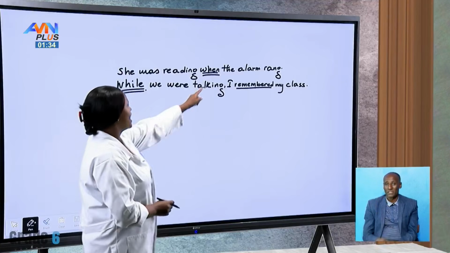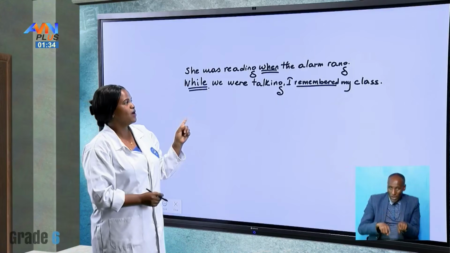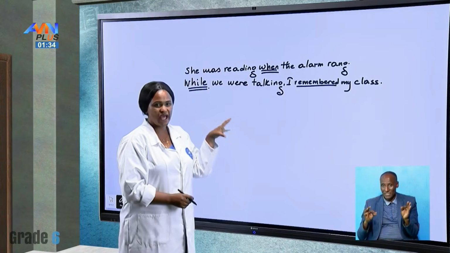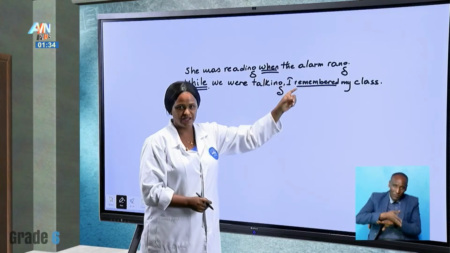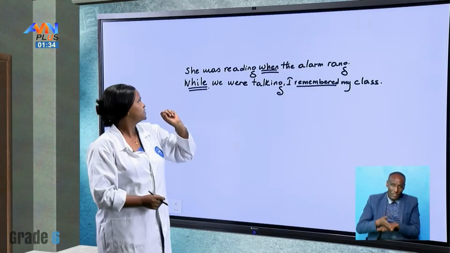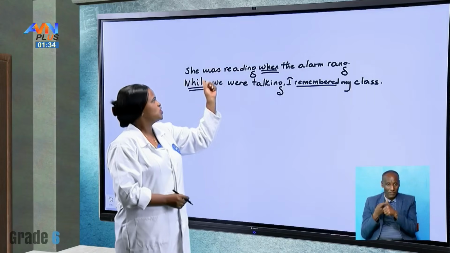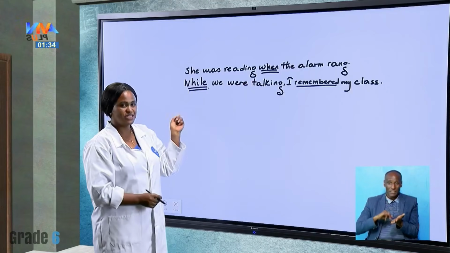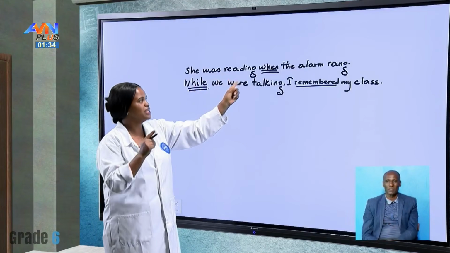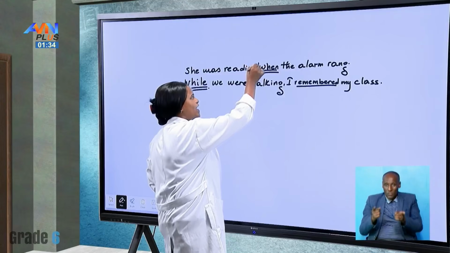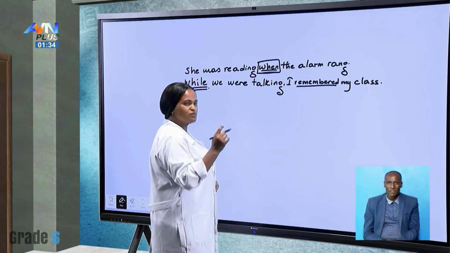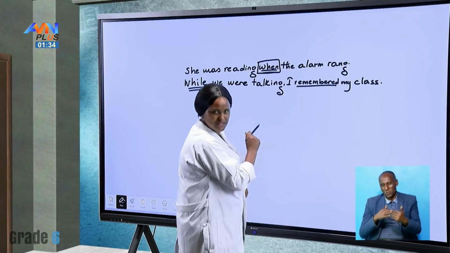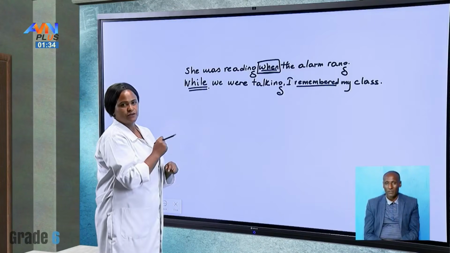These two words, when and while. Now, I want you to carefully look at the sentences, what comes after while and what comes after when. Let's focus. The first one, look. She was reading. What is this sentence? It is past continuous. She was reading. Then in between, we have this conjunction when, right? Then what comes after when is what? The alarm rang. Simple past. Good. Let's see the second one.